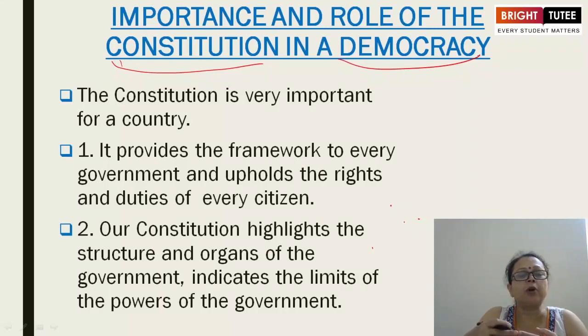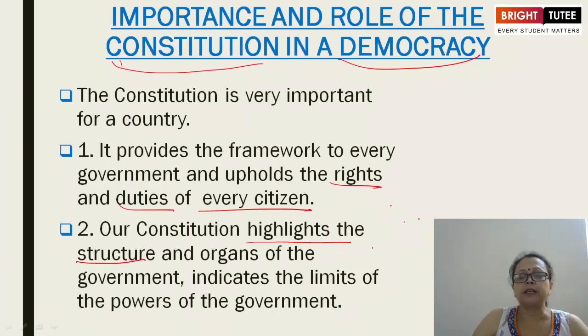The constitution is very important for a country. It provides the framework to every government and upholds the rights and duties of every citizen. In our country, the name of the chapter is social justice, which means equal status to each and every citizen. So whatever rights and duties are mentioned in the constitution, it gives the facility to each and every citizen of the country.